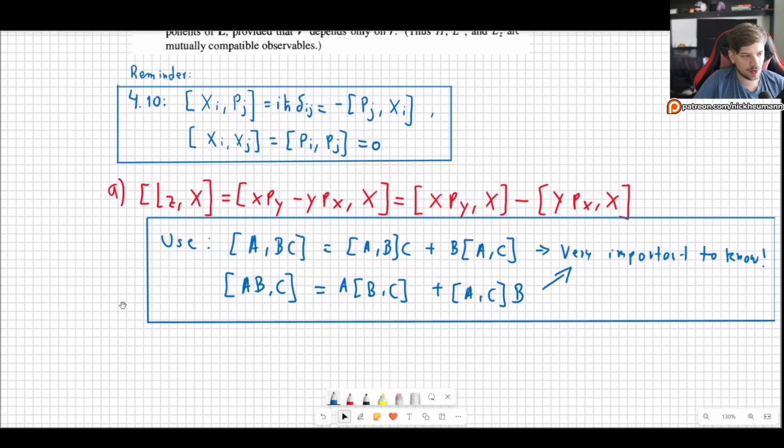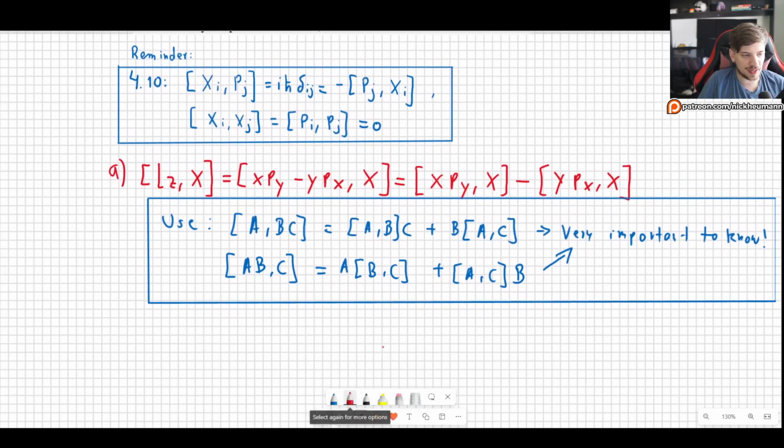You can also, by the way, quickly check that they're actually true by just multiplying through here. So for example, let's just do the first one. That would be ABC minus BCA.